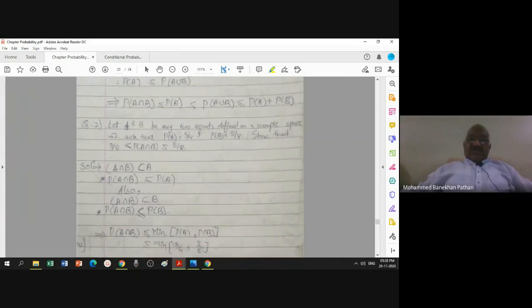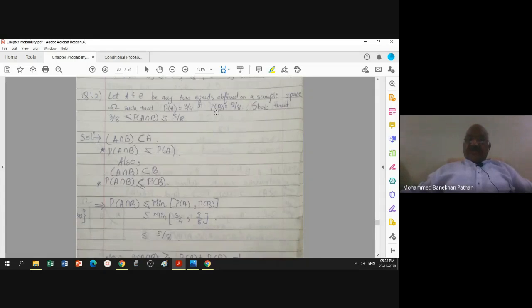Next question, we have A and B, two events of a sample space with given probabilities. Probability of A is 3 by 4, probability of B is 5 by 8. Show that probability of intersection lies between 3 by 8 and 5 by 8. That means mathematically we want to prove this inequality. See how we can prove.